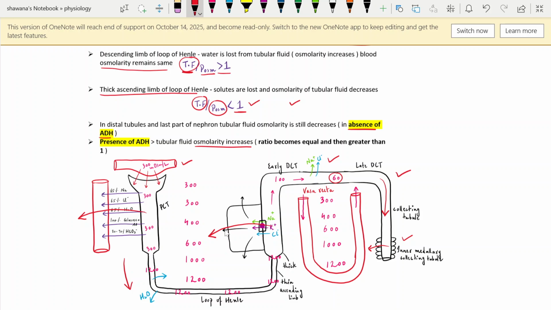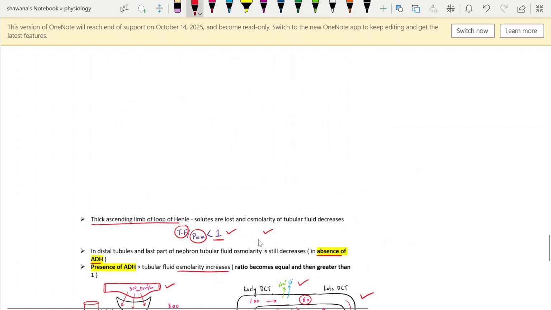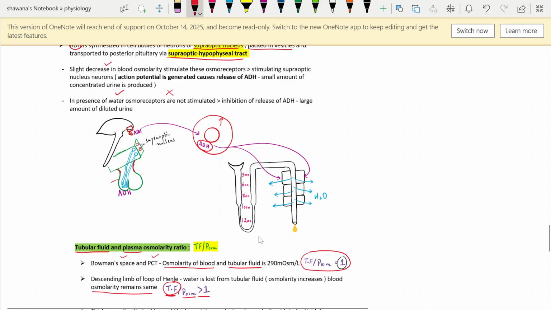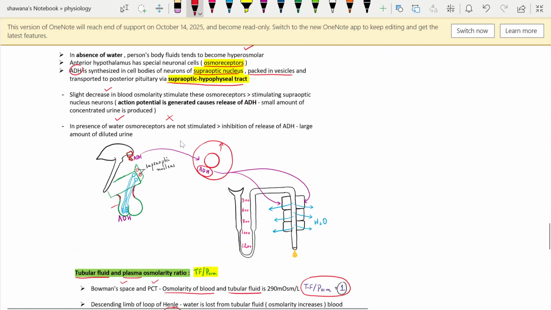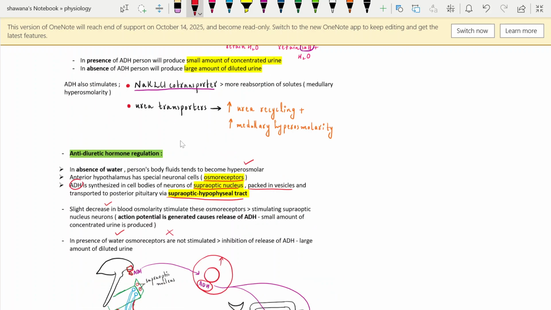I hope you understand the concept regarding the countercurrent exchangers and other concepts relating to the urine concentration and dilution properties. And I will see you in the next video.